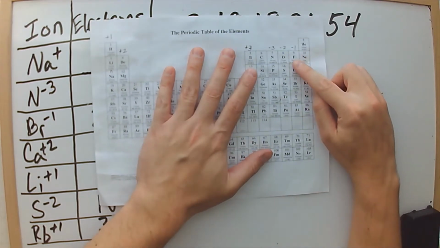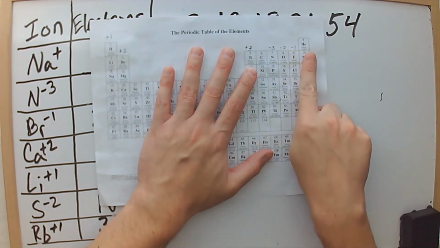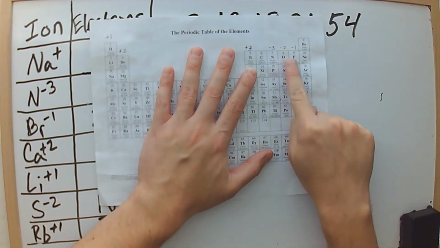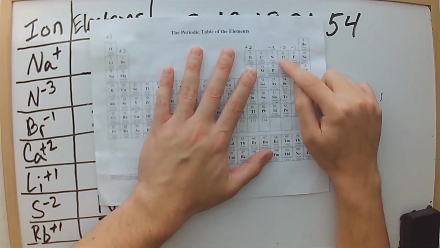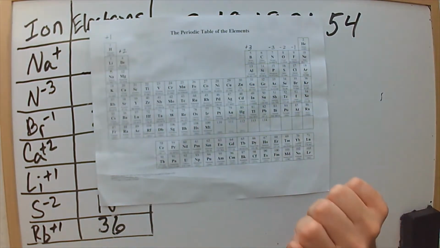And then if we come back over here, this column, these all need to gain 1 electron to have the same electrons as these guys. These all need to gain 2, and these all need to gain 3. So these would have the ionic charge of -1, the ionic charge of -2, and the ionic charge of -3.